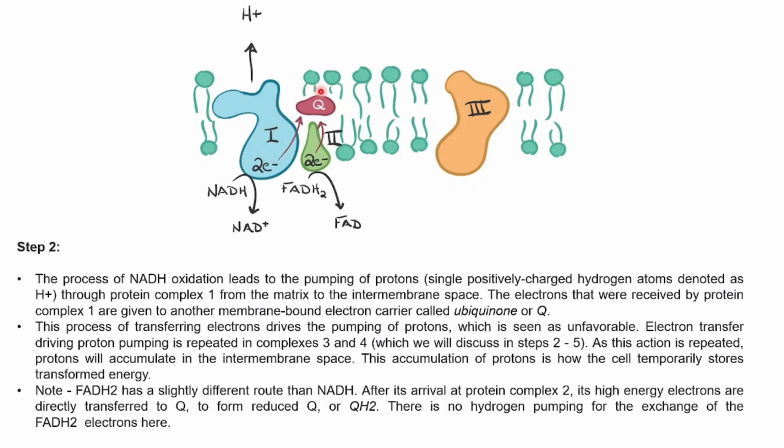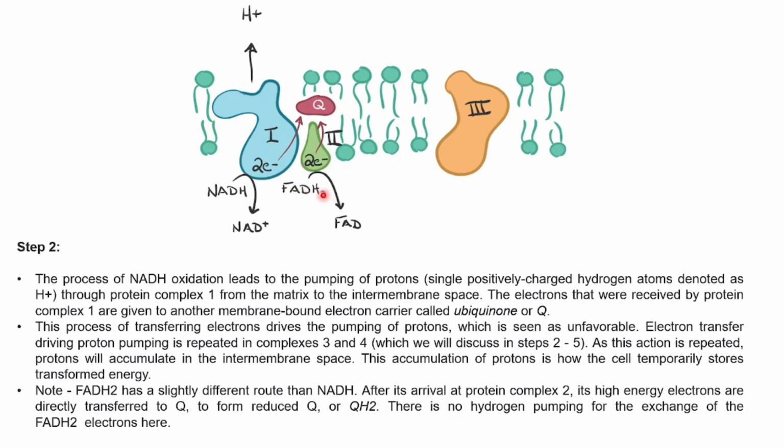And electron transfer driving proton pumping is repeated in complexes 3 and 4 as well, which we'll discuss in the further steps. As this action is repeated, protons will accumulate in the intermembrane space. And this accumulation of protons is how the cell temporarily stores transformed energy. This is the cell's technique of storing the transformed energy.